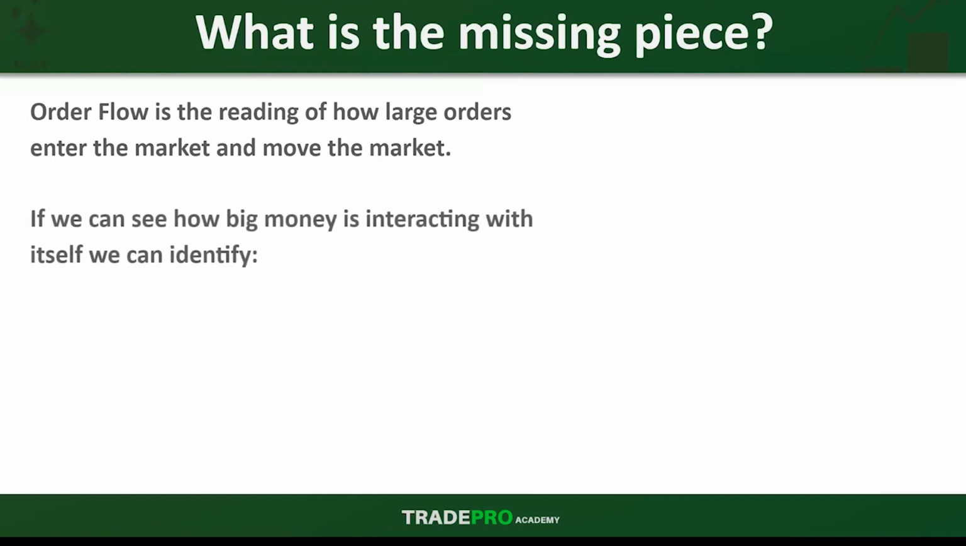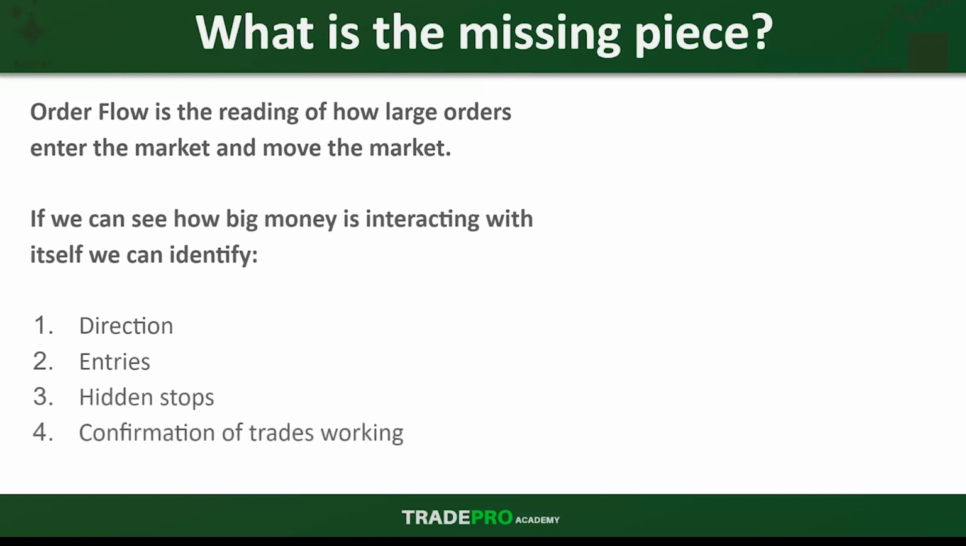So if we can see how big money is interacting with itself, meaning that you're going to have big buyers and big sellers. Big money isn't always right, because there's so much big money out there. Big money has to trade with other money. So when we see how they interact with one another, we can identify the direction of the move, the entries for a potential move, hidden stops, and confirmation of trades actually working.